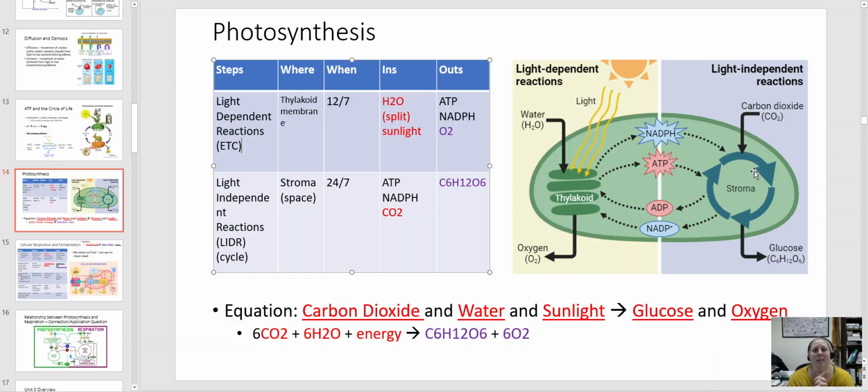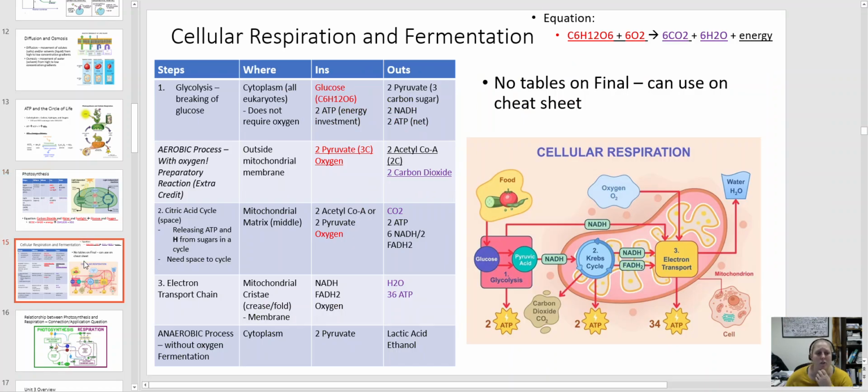Hopefully this is ringing some bells. Again, very detailed review in Unit 2. Strongly recommend. There is no table for cellular respiration on the final exam, but if you remember, we do talk about the 3 steps. There is glycolysis that occurs whether or not we are going through aerobic or anaerobic processes.